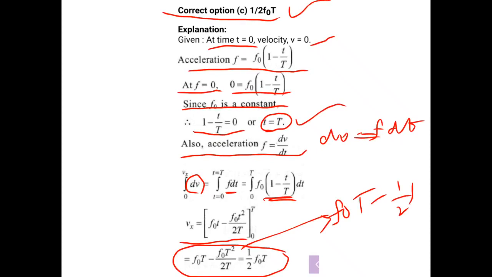So you are getting F0 T minus half of F0 T. That means x minus half of x, you will get half of x. So you will get half of F0 T. Half of F0 T is the correct answer. That means option C.